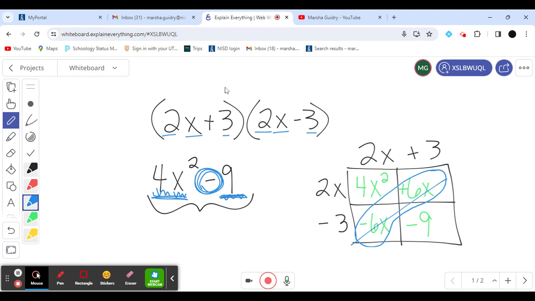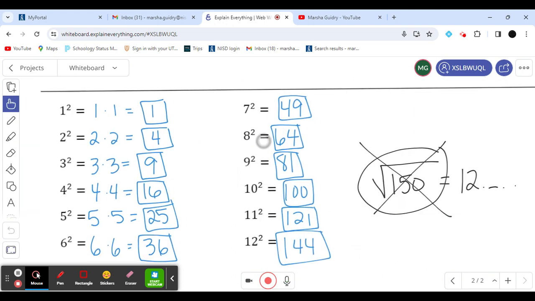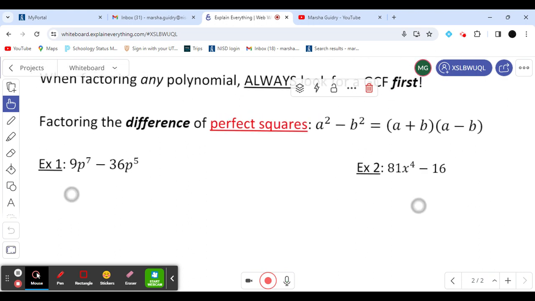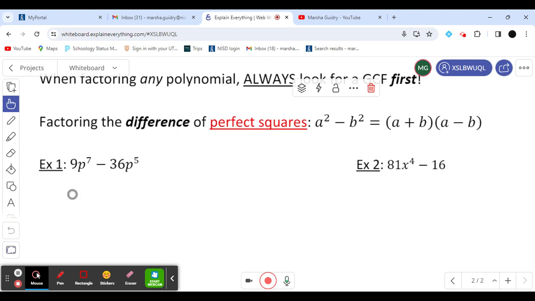As long as these two binomials have the exact same values, but the middle sign is opposite, we end up with the difference of two perfect squares. So knowing that pattern, we can always just work in reverse. Okay? So here it is written as a formula. a squared minus b squared gives us a plus b times a minus b. Of course, don't forget, you always, always, always have to look for a GCF first. You are not allowed to skip that step.